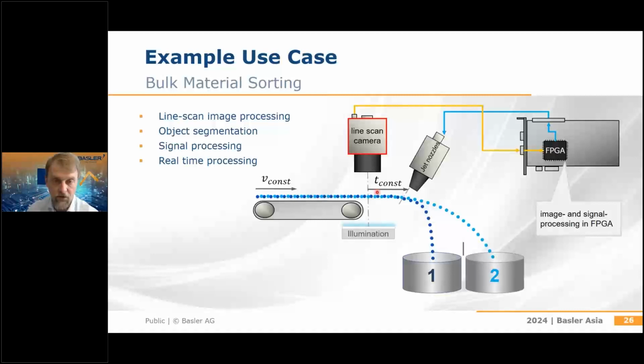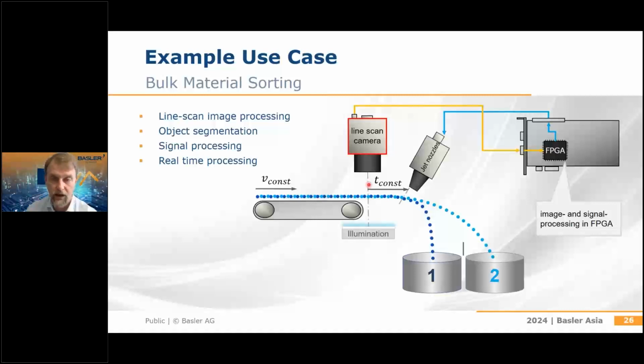So while the material is coming along the line scan camera, the data is transferred in the frame grabber. The frame grabber FPGA is performing an object detection on this, and it can already distinguish if it's a good object or a bad object, and then we can switch the nozzle on for the bad objects, and so the dark blue ones, they go in bin number 1, while the good objects go into bin number 2. This is pretty demanding, so I would like to show you how this is looking in reality.